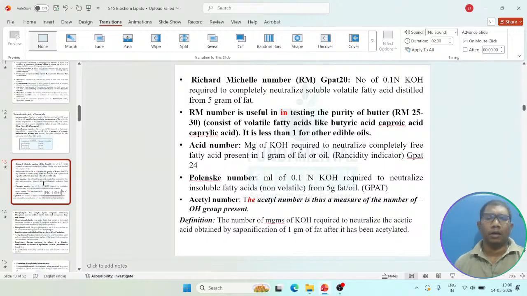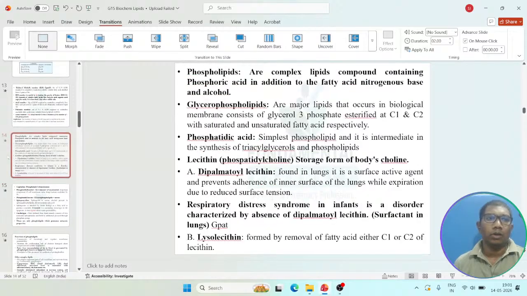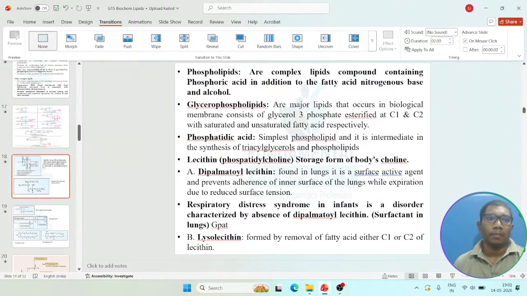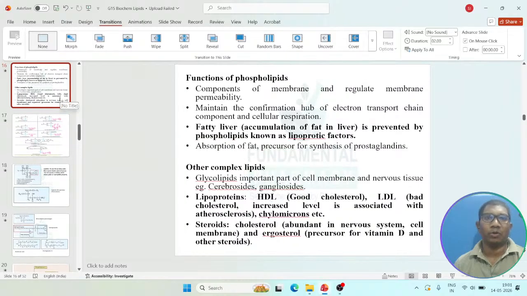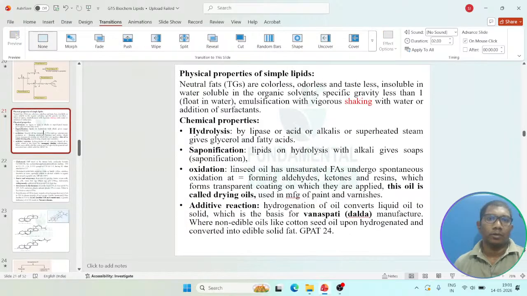That means iodine number we have seen, saponification number we have seen, acetyl number, Polenske number, Reichert-Meissl number. Those quality checks are very important. Again, we have also seen the phospholipids, their types, importance, functions of phospholipids, and other complex lipids. We have also seen the physical properties of lipids.